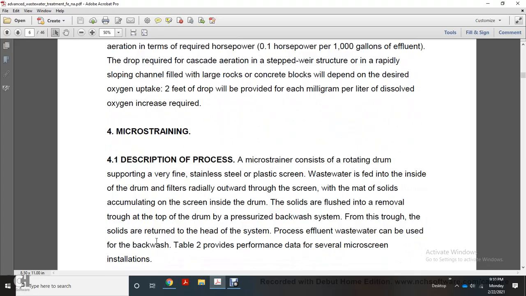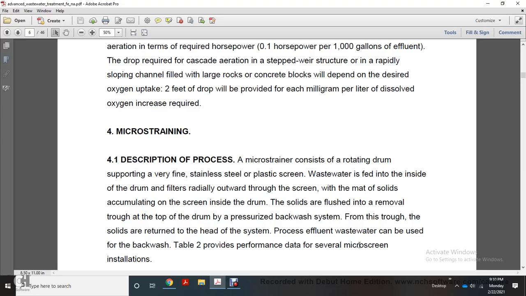Micro-straining. Description and process. Micro-straining consists of a rotating drum supporting very fine stainless steel or plastic screen. Wastewater is fed into the side of the drum and filters radially outward through the screen. Mats of solids accumulate on the screen inside the drum. The solids are flushed into a removal trough at the top of the drum by a pressurized backwash system. From this trough, the solids are returned to the head of the system. Process effluent or wastewater can be used for backwash.